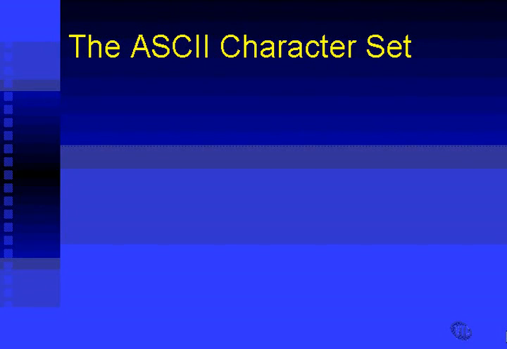Recall, if you will, the char data type. Remember I said char is a data type and it takes up 1 byte of space. So the values that a char can hold are, well, how many distinct values can you hold in 1 byte? Well, you've got 8 bits, so that's 2 to the power of 8 different combinations. 2 to the power of 8 is 256 different combinations.